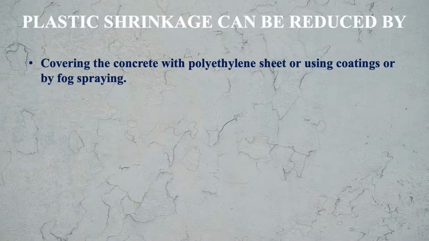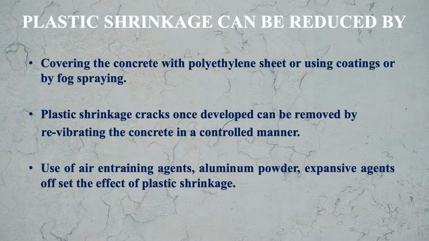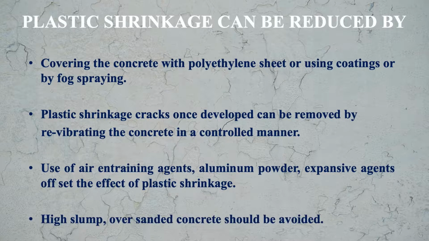This plastic shrinkage can be reduced by first covering the concrete with polythene sheet or using coating, or by fog spraying. Plastic shrinkage cracks once developed can be removed by revibrating the concrete in a controlled manner. Also, use of air entraining agents like aluminum powder, expansive agent, offset the effect of plastic shrinkage. High slump and over-sanded concrete should be avoided.